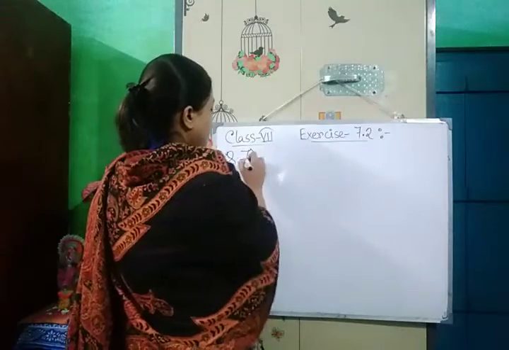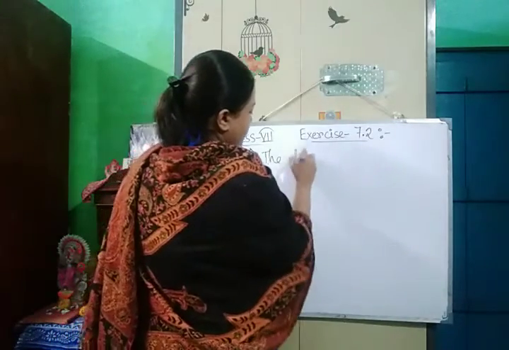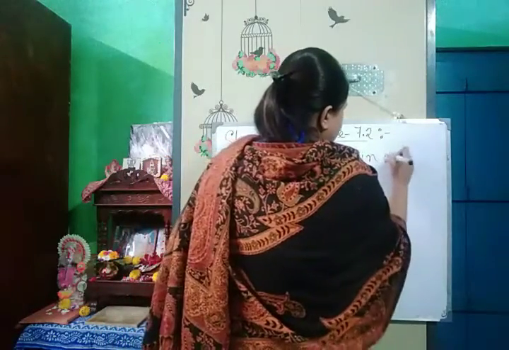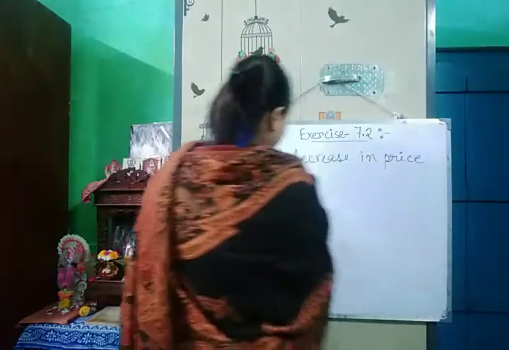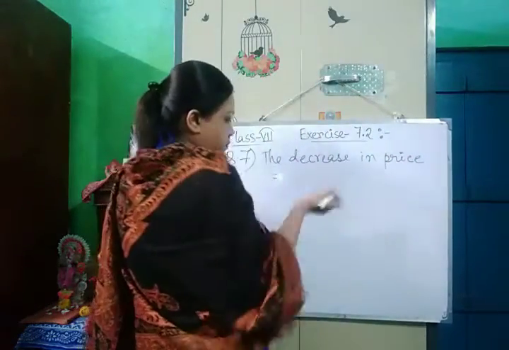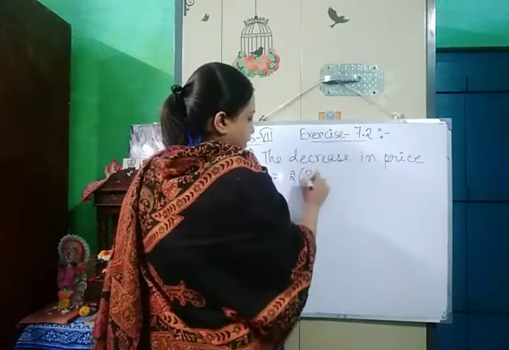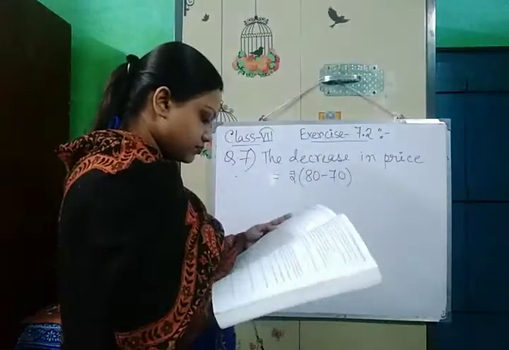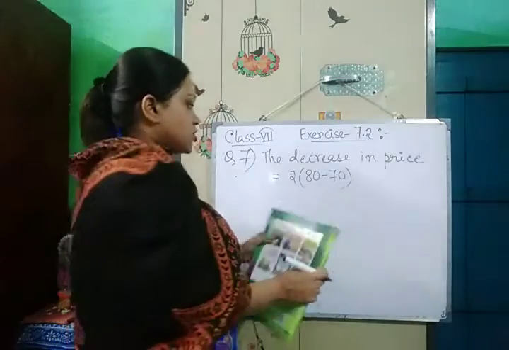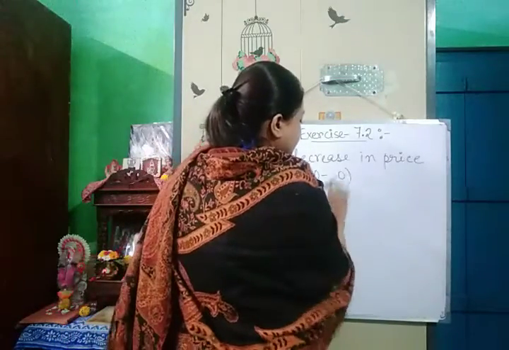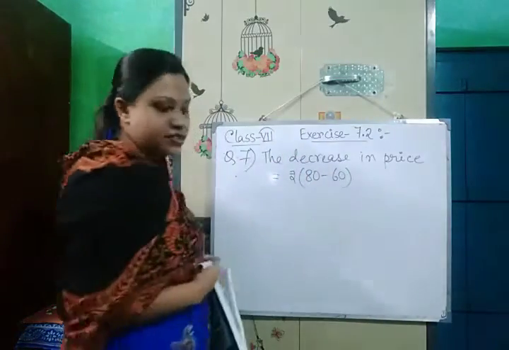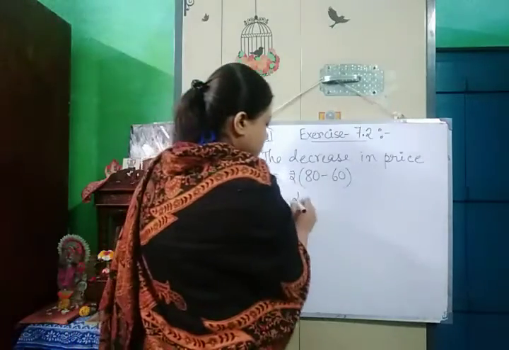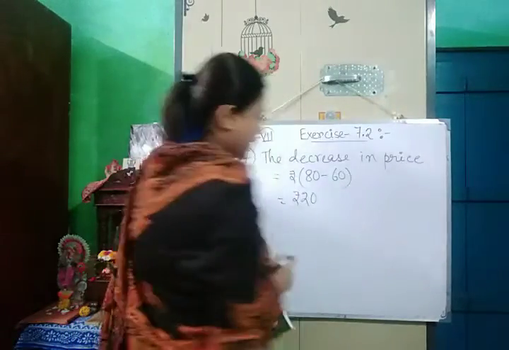So what will we write? We will write the decrease in price is equals to, it was rupees 80 and it has come to rupees 60. So the decrease is 80 minus 60. Rupees 80 minus 60 is the decrease of price. That means rupees 20 is the decrease of price.